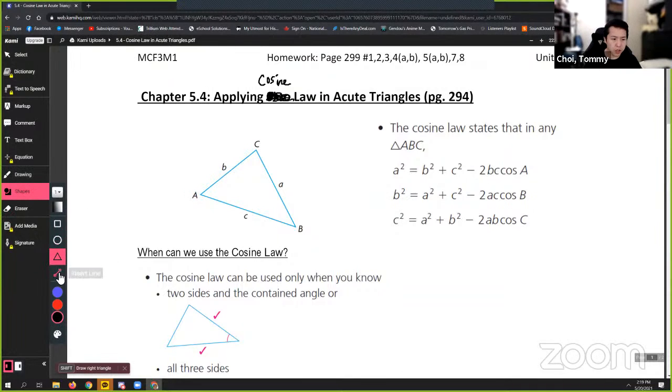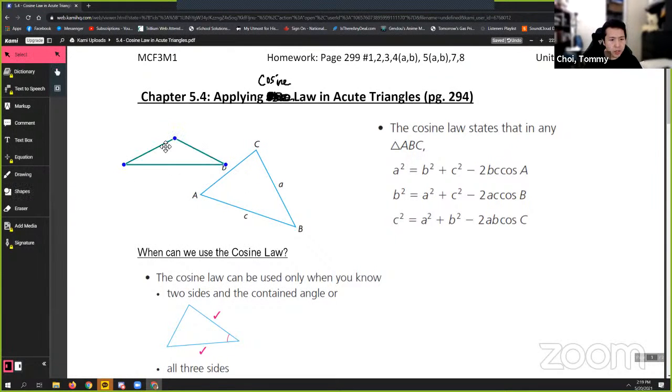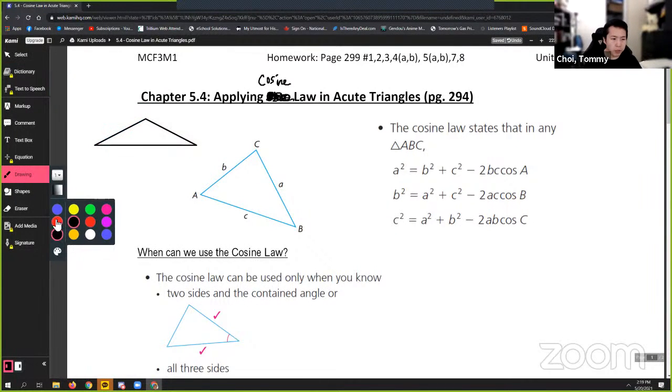So I'll just draw a random triangle here, something like this. Let's say this is 25 degrees, this side length is 3, and this side length is 5, or like 7 or something. And I ask you, what is x? The issue here is, number one, I can't use sine law. Why can I not use sine law here?